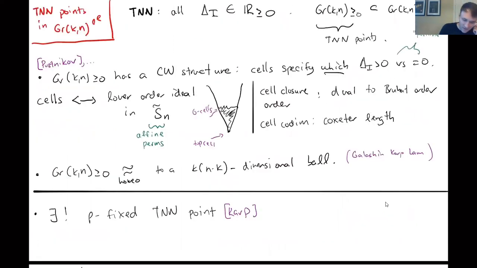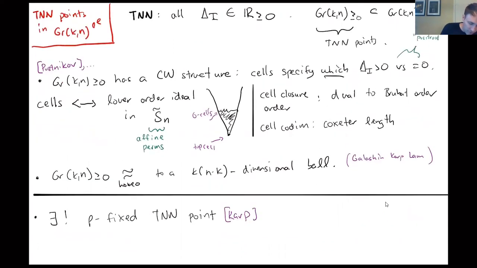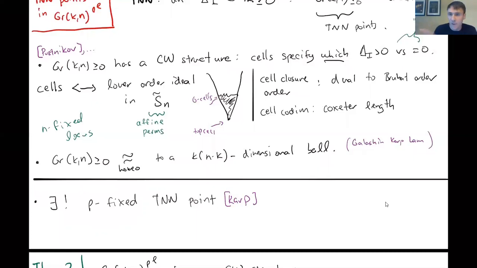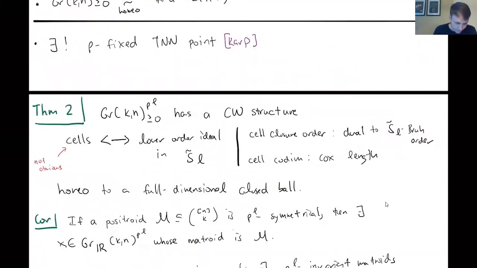So let's say that's the description of the n fixed locus. What's the description of total non-negativity for the 1 fixed locus? Well, Steven Karp proved that there is exactly one rho-fixed totally non-negative point. So out of the n choose k points, there's a very special one that's totally non-negative. Okay, so my next theorem interpolates between these two statements.